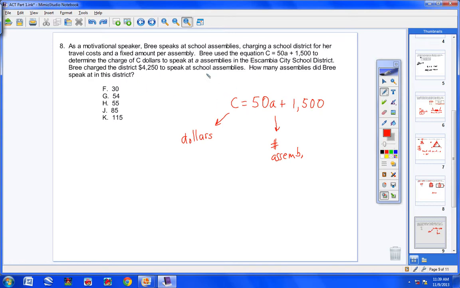Now that we've broken this down, let's see what they're looking for up here. Bree charged the district $4,250 to speak at school assemblies. That was her total dollars. How many assemblies did Bree speak at? Okay, there's two different ways to do this problem. I'm going to break it down two ways.